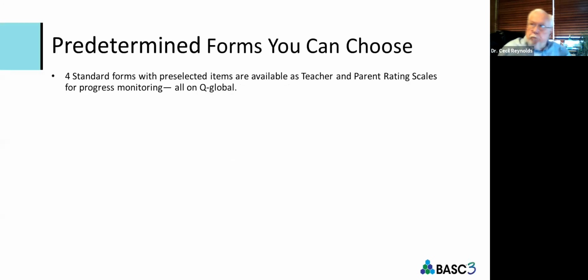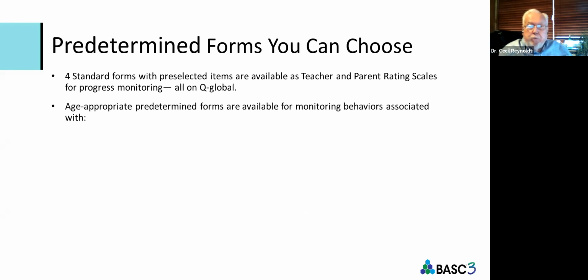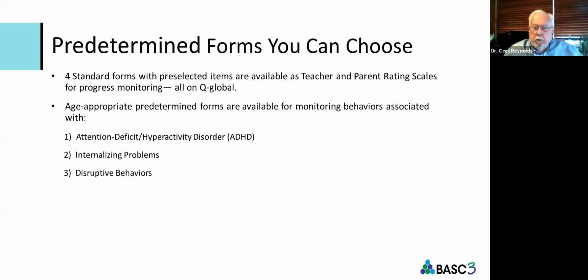The predetermined forms that I mentioned that you can choose, there are four standard forms with pre-selected items that are available as teacher and parent ratings for progress monitoring. These are all available to you to pick on Q Global. They're already there. All you have to do is click on them. These are age-appropriate predetermined forms. They're associated with ADHD. We have an ADHD monitoring form, an internalizing problems form, one for disruptive behaviors, one for developmental social disorders, which is kind of code for being on the autism spectrum. Because if autism is not a developmental social disorder, there's not one, right?